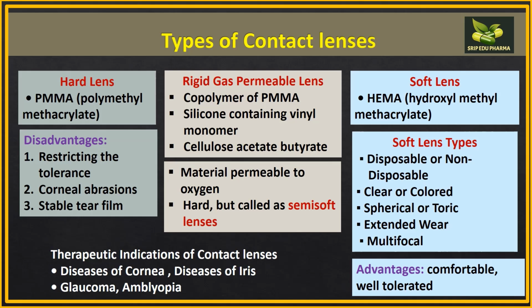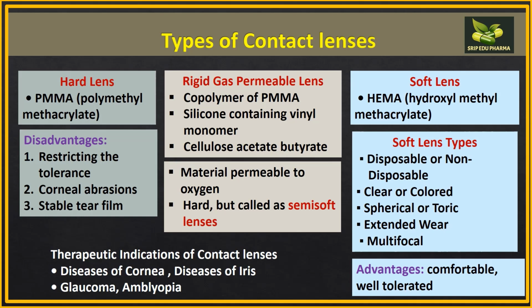Rigid gas permeable is made up of copolymer of polymethyl methacrylate and silicon containing vinyl monomer, as well as it is formed by cellulose acetate butyrate. And in the case of soft lenses, they are made up of hydroxy methyl methacrylate. And if we see the disadvantages, then in the case of hard lens, they restrict the tolerance, then sometimes corneal aberrations are caused and they form stable tear film.